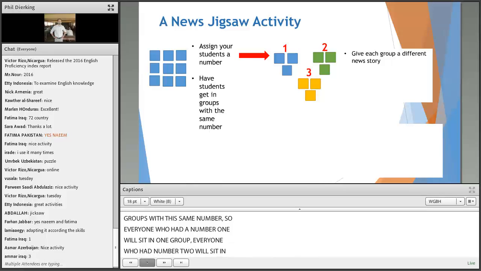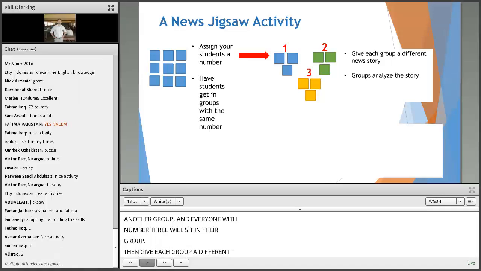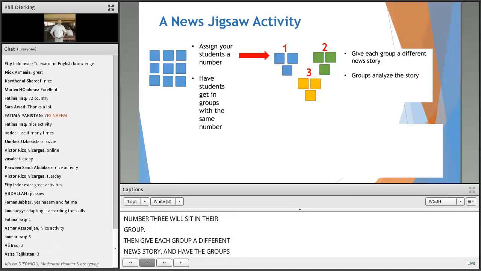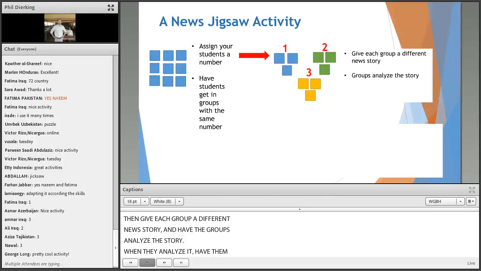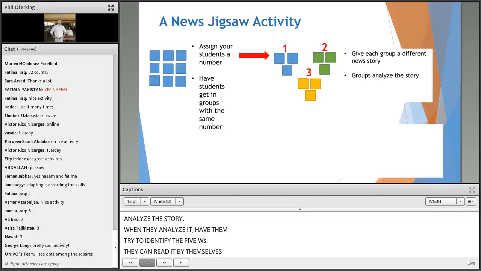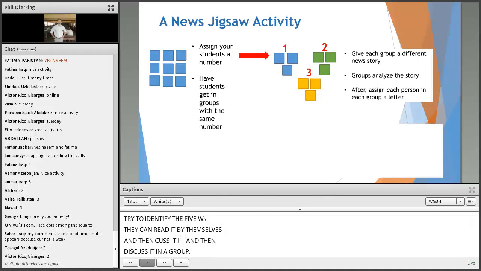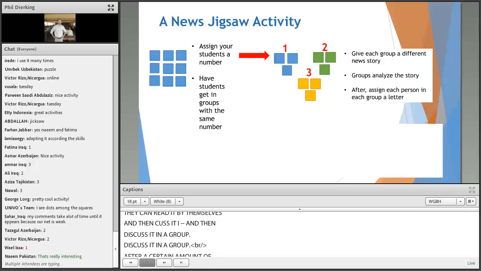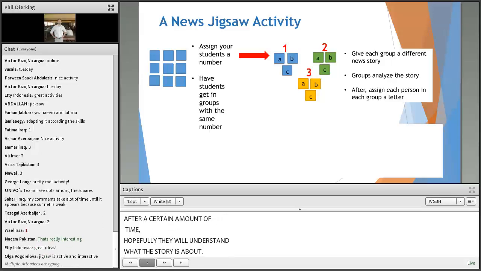Then give each group a different news story, and have the groups analyze the story. And when they analyze it, have them try to identify the 5 W's. They can read it by themselves and then discuss it in a group. And so hopefully after a certain amount of time, they will at least understand the basics of what the story is about. Then, after you feel that they're finished with that, you can assign each person in each group a letter. So it would look like this.